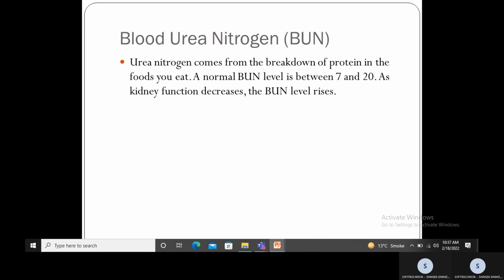Third is the blood urea nitrogen. Urea nitrogen comes from the breakdown of protein in the food you eat. A normal BUN level is between 7 and 20. As kidney function decreases, the BUN level rises.